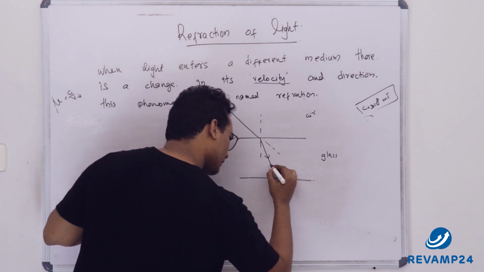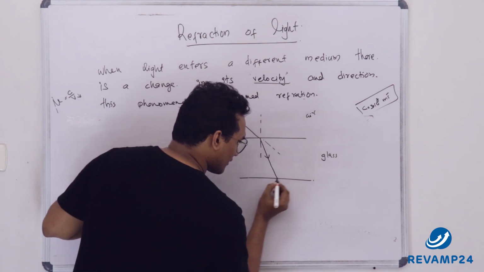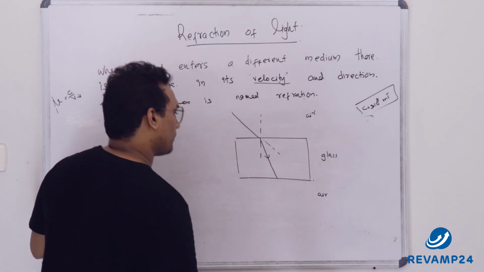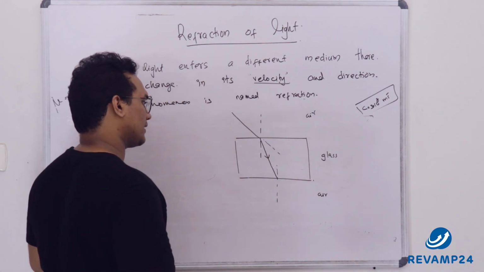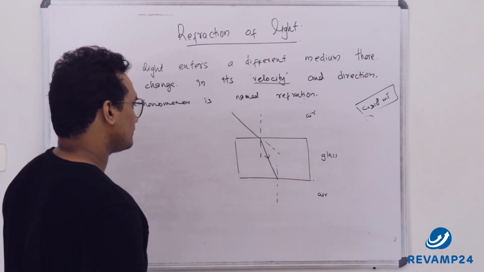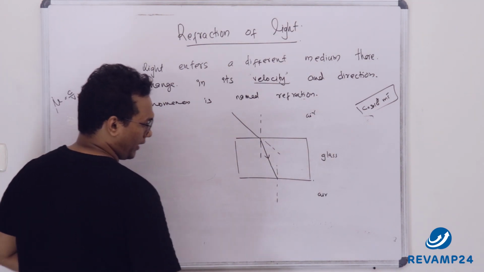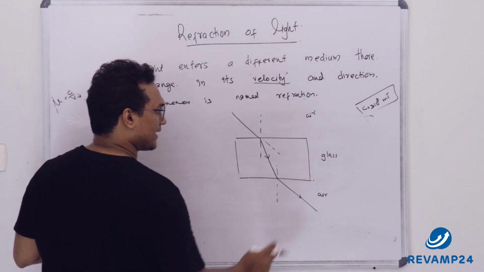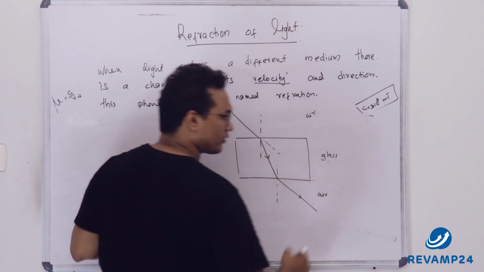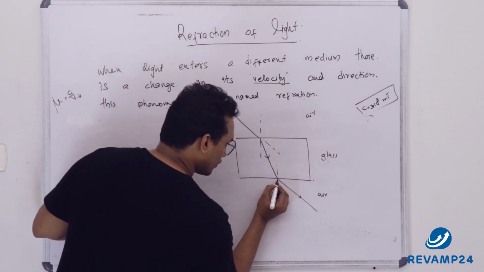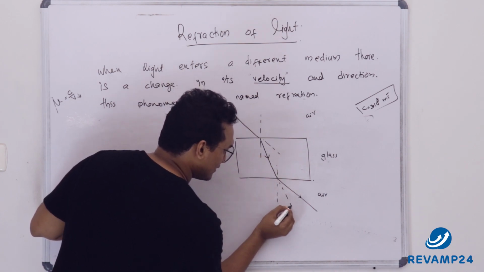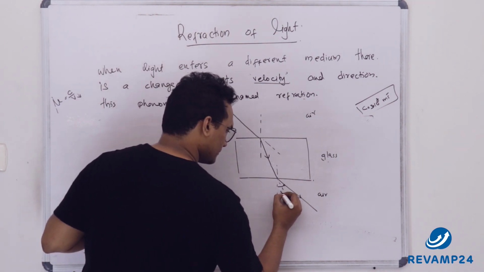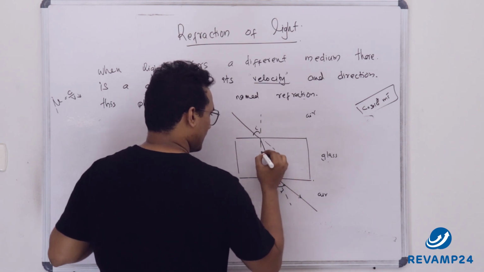Now this would reach here. Here there is one more interface, glass to air. It's a glass piece, right? So what will happen? I have to mark the normal, and after refraction it would move in this direction. Why in this direction? Because it is going from denser medium to rarer medium. So from denser to rarer it would move away from the normal. This ray was supposed to travel in this direction, but now it has moved away from the normal. So this is R and this is I and this is again R.